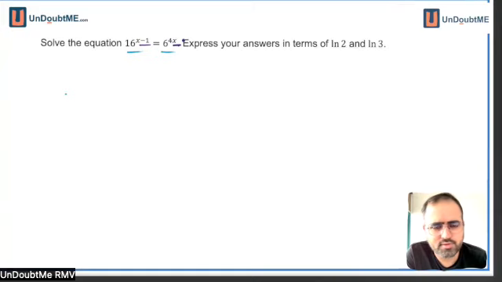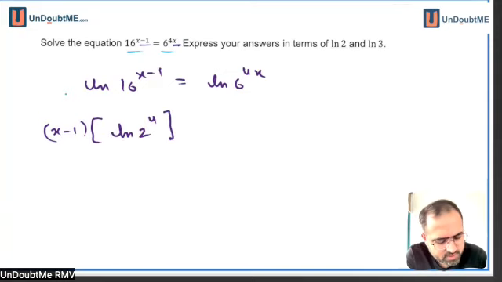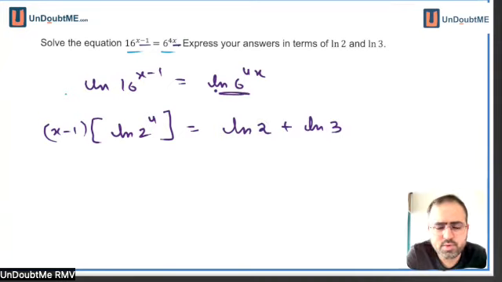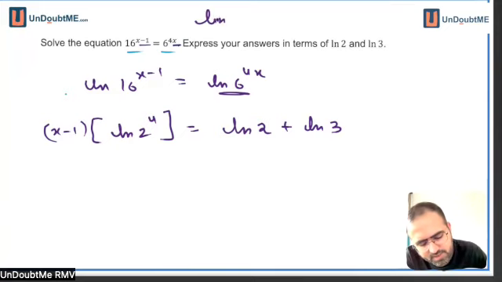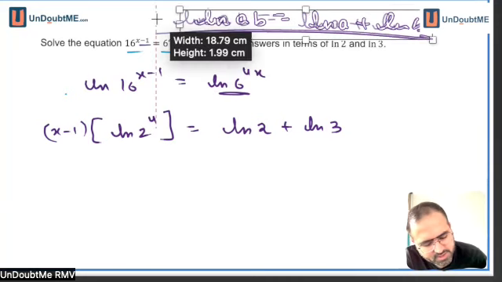That should be your first response. So taking ln on both the sides, and then applying the property, these powers will come in front. So x minus 1, ln 16 can be written as 2 to the power 4. And then over there, it can be written as ln 2 plus ln 3, because 6 is 2 and 3. So we can apply the ln AB property and that's it. Now it's just simplification required.